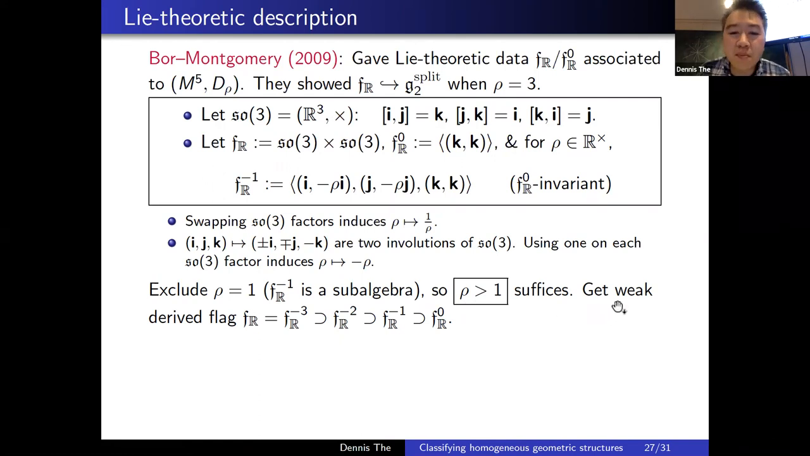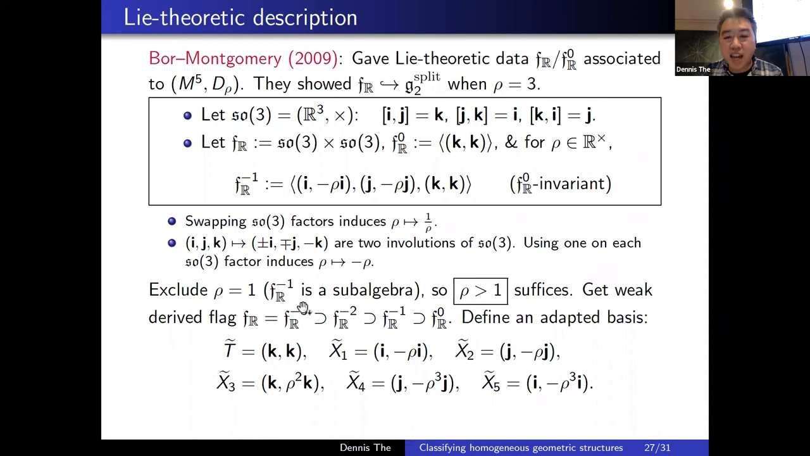Okay, so starting with this F minus one, you generate the corresponding weak derived flag. And then you could get the corresponding adapted basis. Here's the zero level. These two lie in minus one. This is level minus two. And these fill it up to minus three. Okay, so that's the Lie theoretic description.